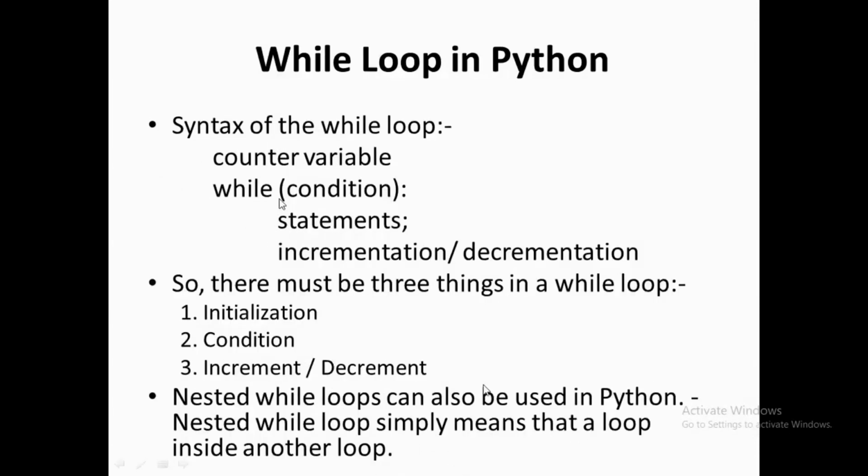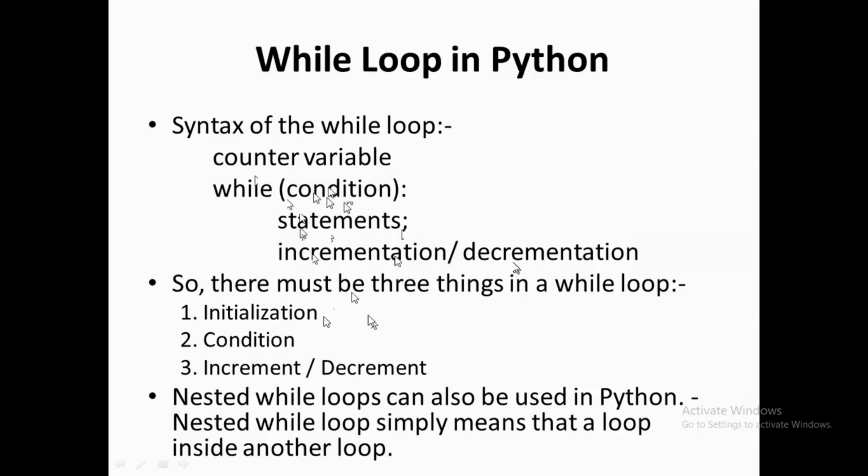If we see in this syntax, the counter variable is there in the beginning, and then the while condition. If the condition is true, then the statements will get executed, and incrementation or decrementation will be done inside the while loop. Once again it will come back and check the condition. If the condition is true, again the statements will get executed, and incrementation and decrementation will be done, and it will be repeated until this condition becomes false. If the condition is false, then the next statement after that while loop will get executed.